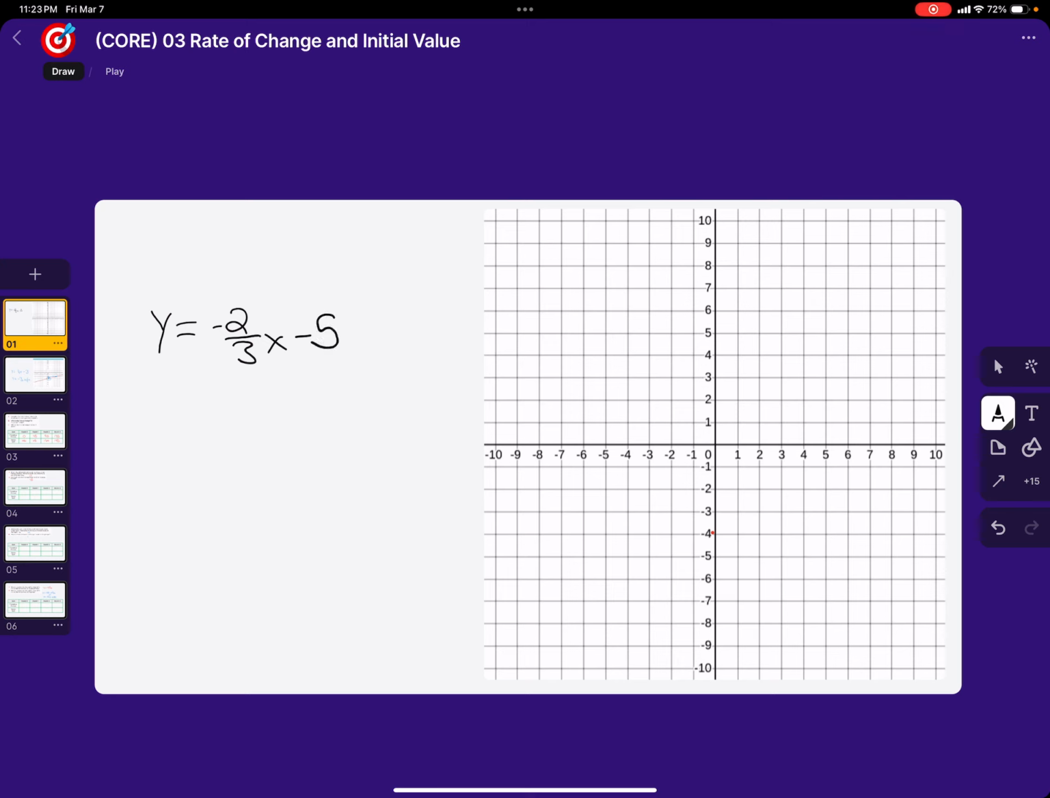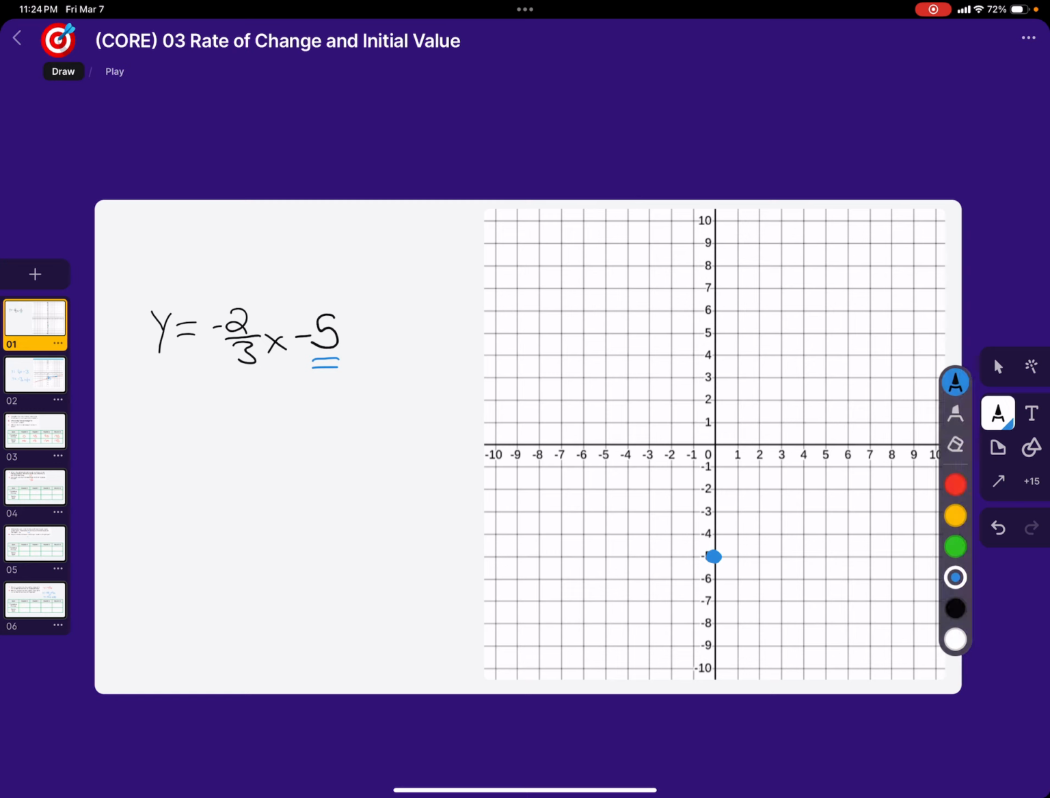The first thing that I want to do when graphing this line is start by graphing the y-intercept, which in this case is negative 5. So I'm going to scroll down to negative 5, and I'm going to put a strong solid point on negative 5. This point is where our line is going to cross the y-axis, and that's why I graph it literally on the y-axis, our vertical axis.